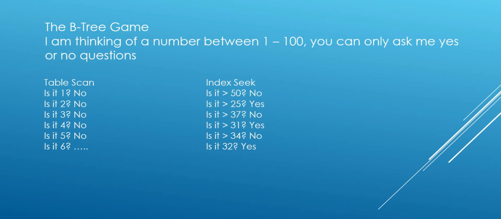So we're going to have to scan all of the data to find out what information we need to actually return. Or the alternative is if we can divide that data by 2 straight away. So is the number greater than 50? No. Brilliant. So we know the number is from 1 to 49. Is it greater than 25? Yes. Okay, so now we know it's 26 to 49.